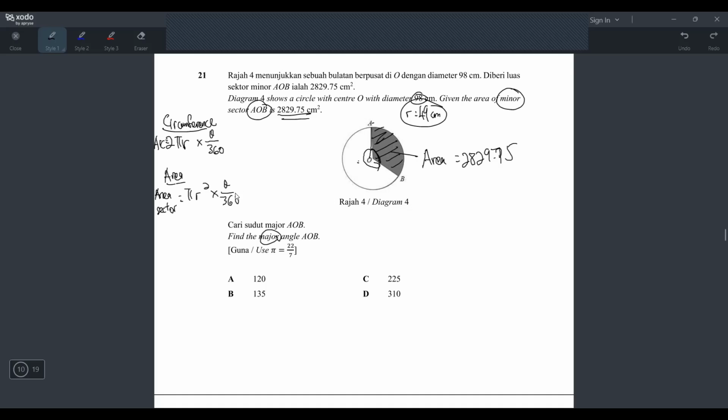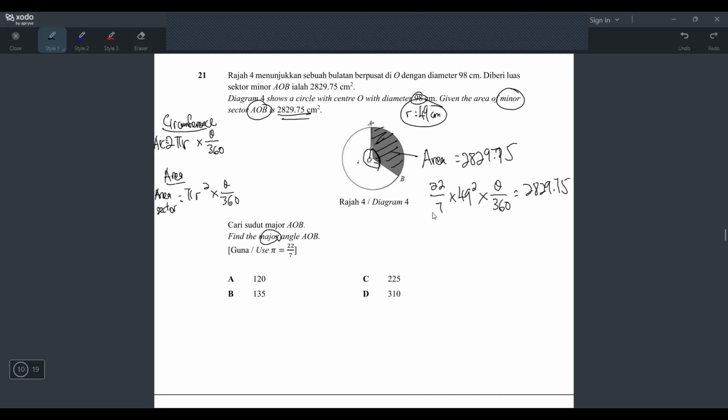But I think first I have to use a formula. Which formula do you think I'll use? Of course, the area formula, right? So area is pi r square. Pi, you use 22/7. Radius sudah tahu, 49 square. And then darab dengan angle over 360. Tapi angle tak tahu kan? Tak apa. Just write angle over 360. You know why the angle tak ada? Because you want to cari. Walaupun you tak ada angle tak apa, because you have the answer 2829.75. So you can pindah to find the angle, right?